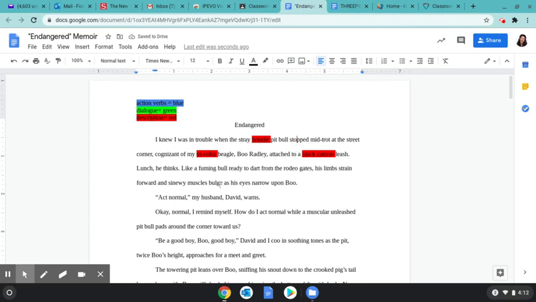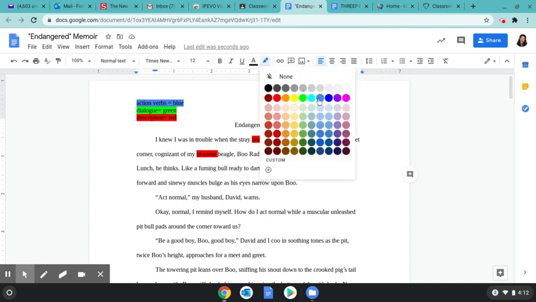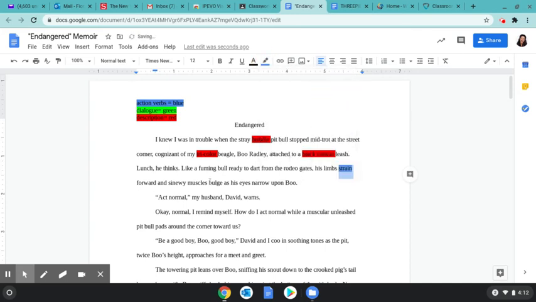Lunges, he thinks, like a fuming bull. So I have a simile, ready to dart from the rodeo gates. His limbs strain forward and his sinewy muscles bulge as his eyes narrow upon Boo. So I can see why it's called Endangered. And I'm going to stop and I notice strain is a very vivid verb that propels the action, makes things happen, and that's blue. And bulge, blue.